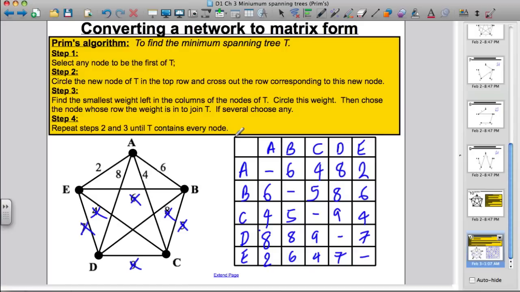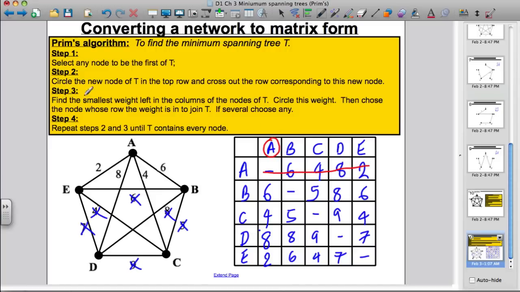Okay, now what do we do? Well, Prim's via a matrix form says select any node to be the first of T. Let's select A. Step 2 says circle the new node in T in the top row, which I've just done, and cross out the row corresponding to this new node. I've circled A, so I'm going to cross out row A, like that.